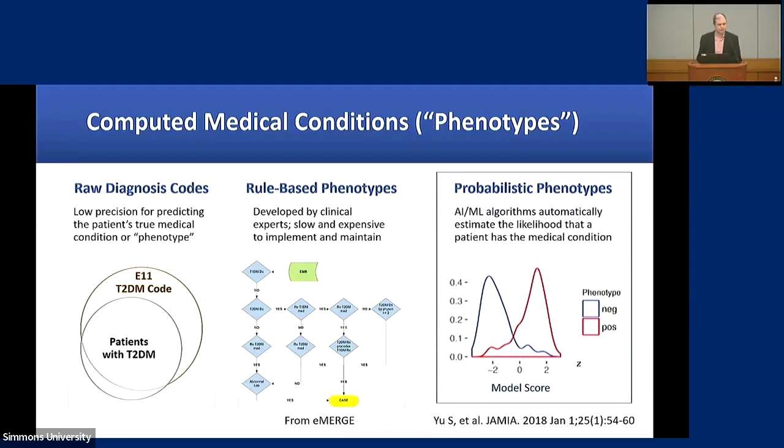With new machine learning and AI methods, we can automatically generate phenotype models that calculate a probability or likelihood that patients have a medical condition. These are much more scalable and tunable to different institutions, and you can choose thresholds based on the types of errors that you're more willing to accept based on the research application.